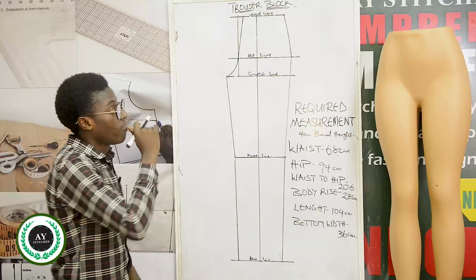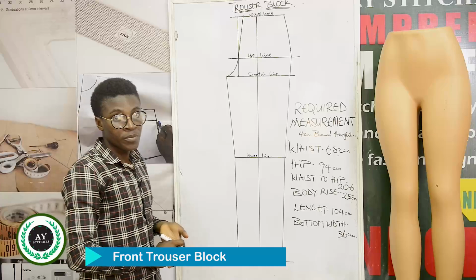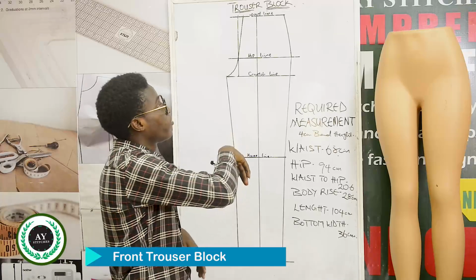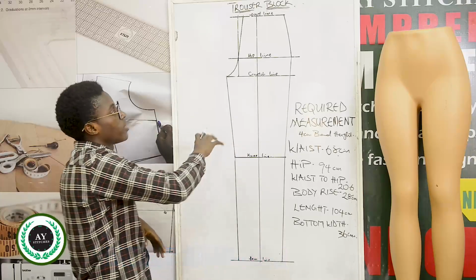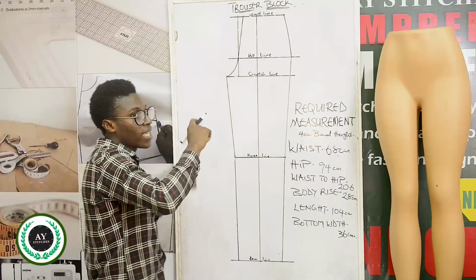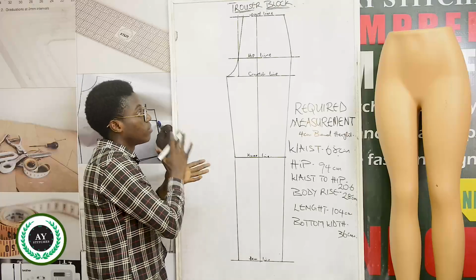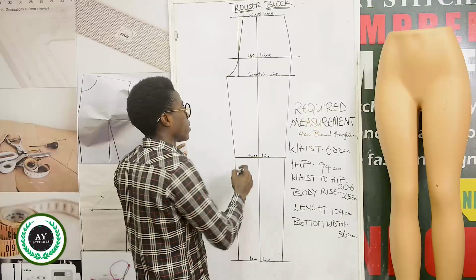So here I have what? The trouser block for the front. So now after drafting the front, you are still going to be drafting the back on it. So you are going to be using the front as a guide to also get what? The back. So this is the front trouser block.